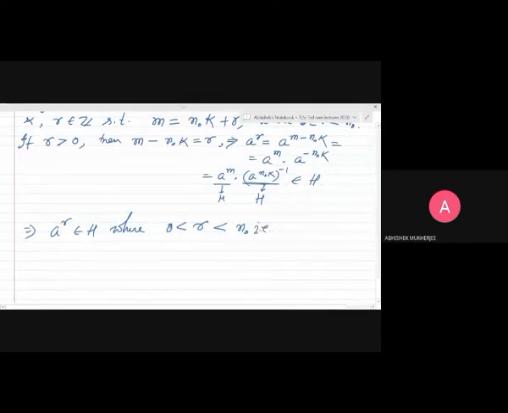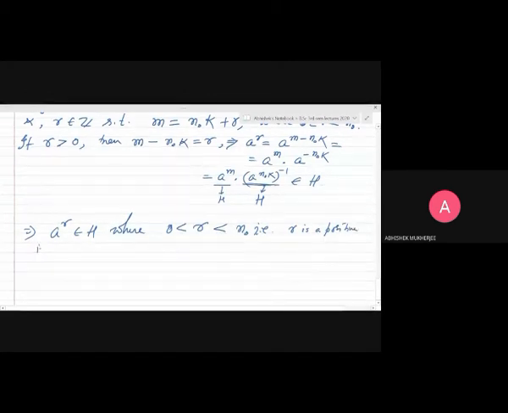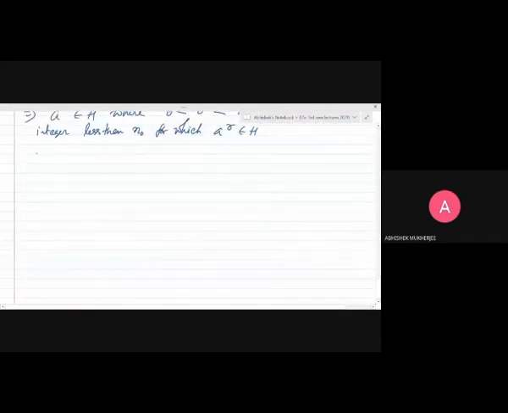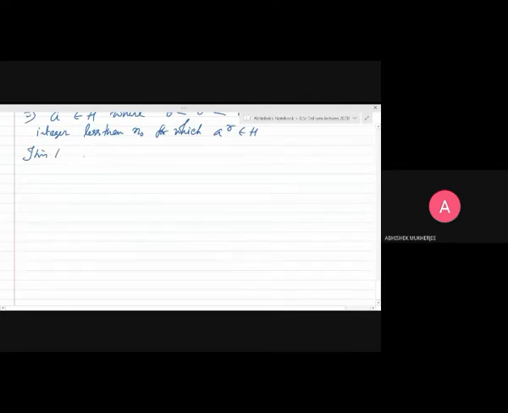which says that R is a positive integer less than N naught for which A to the power R belongs to H. But it violates the property of N naught being the least positive integer for which A to the power N naught belongs to H. So that leads to a contradiction.